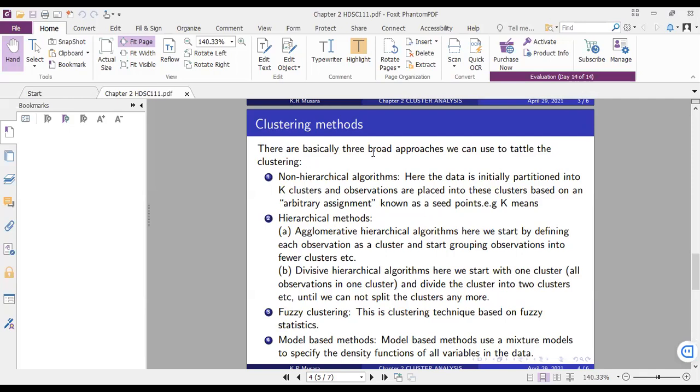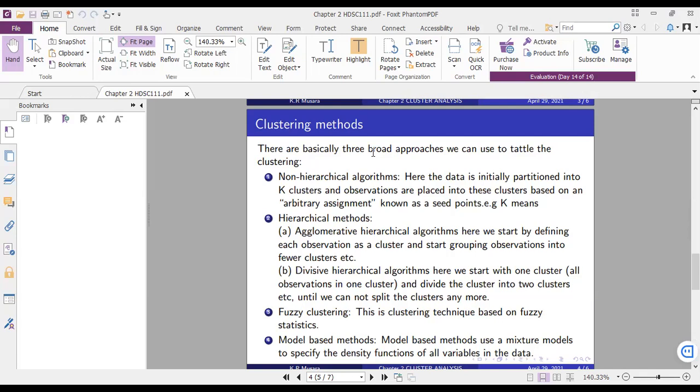And then we've got hierarchical methods, which are divided into 2: the agglomerative hierarchical algorithm and the divisive hierarchical algorithm. We are going to get into detail about these when we're doing the programming, that'll be next week on Tuesday. We'll do more programming on how you determine the number of clusters given particular data.